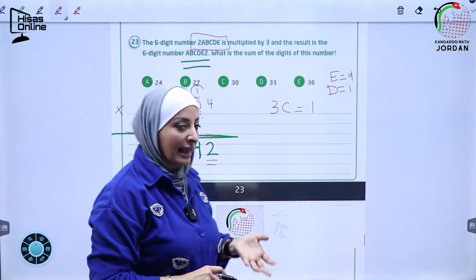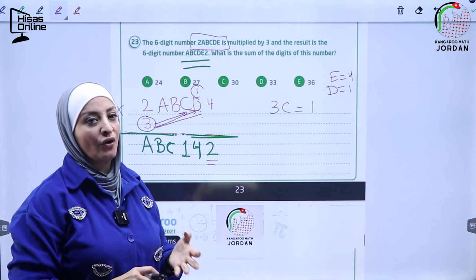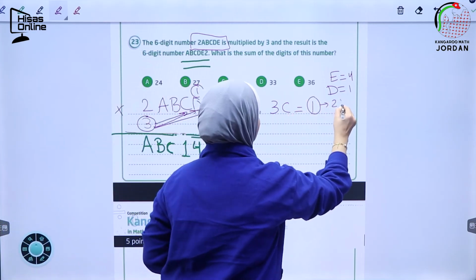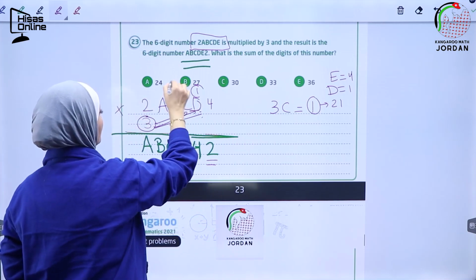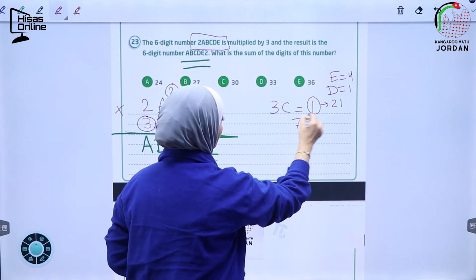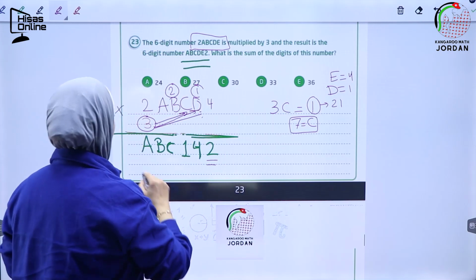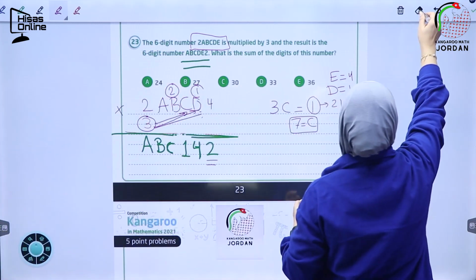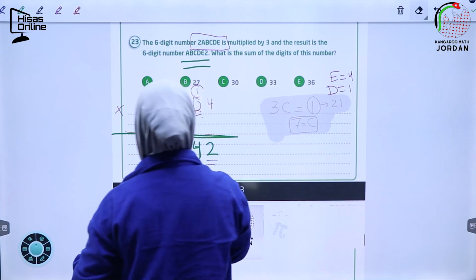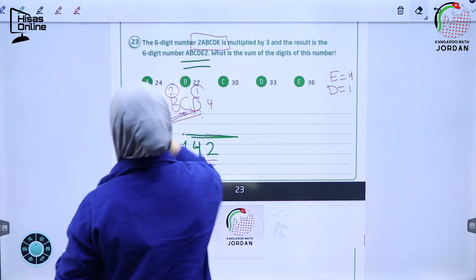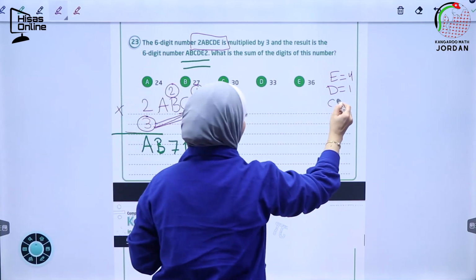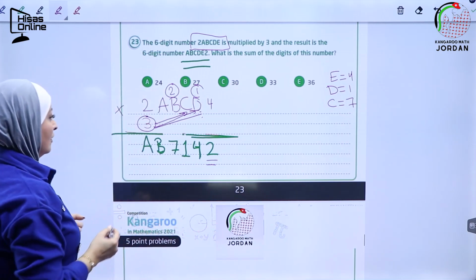so we can say that it is the ones of the number. In the multiples of 3, we have 21. This is the 1, this is the 2 for sure. So it is 7. C equals 7. Good. So let's replace the C with 7 and continue this way. Good job. Let's continue.